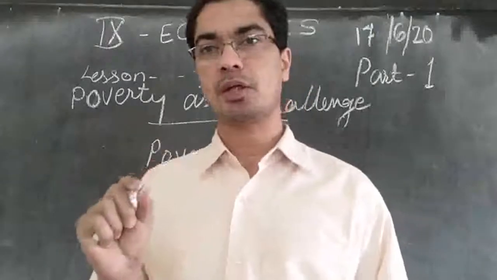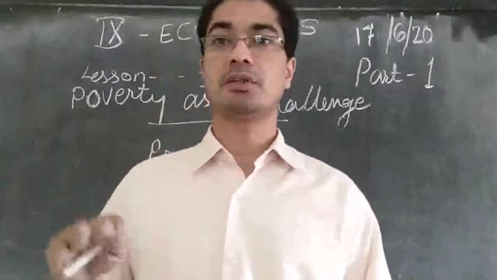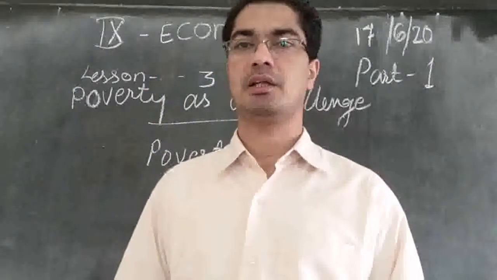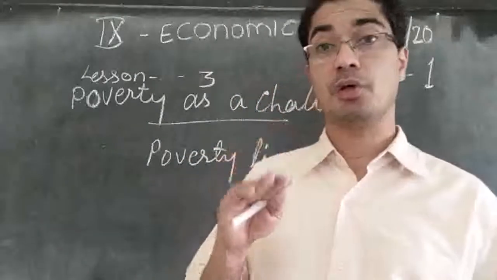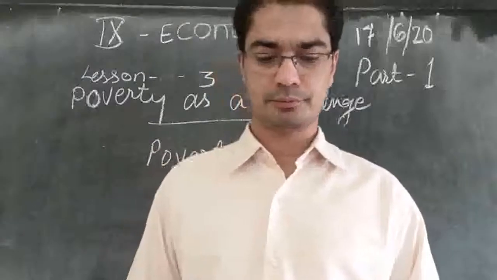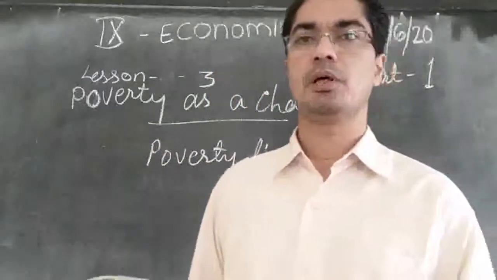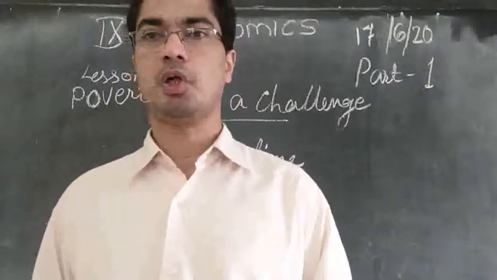So government will calculate and see how much money is required in total, and if he is able to earn so much, then they'll say he is above the poverty line. But if his earning is below that total amount, then they'll say he is poor. So that is how they calculate whether a person is above the poverty line or below the poverty line.